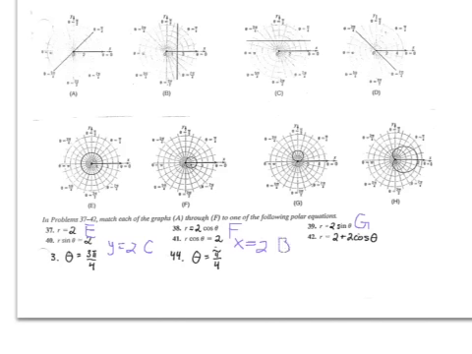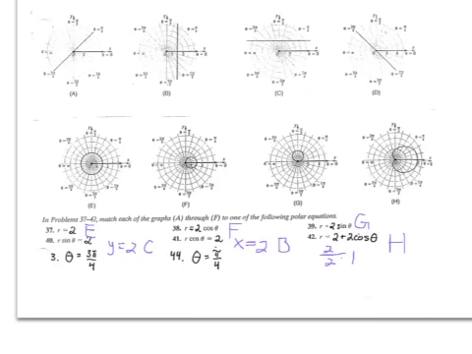And then for 42, we have 2 plus 2 cosine theta. And if we look at our sheet, that's definitely one of the limaçons. 2 over 2 equals 1, and it's a cardioid. So that would match up with graph H.